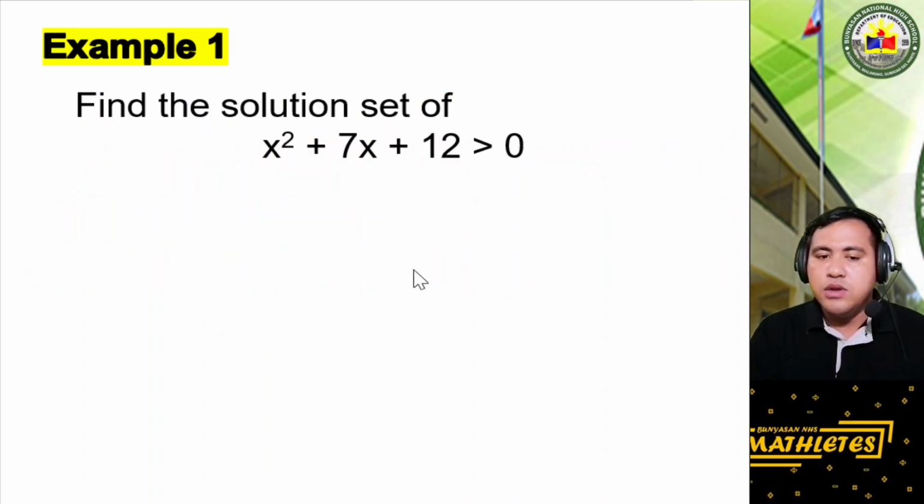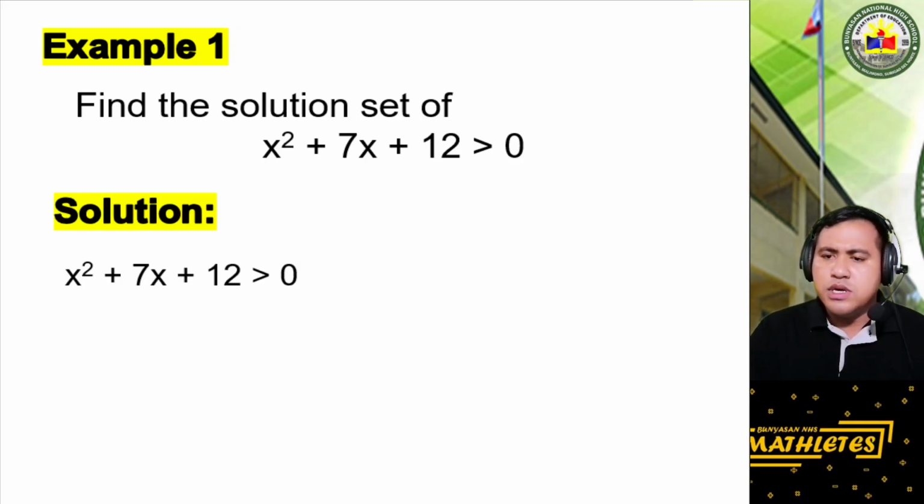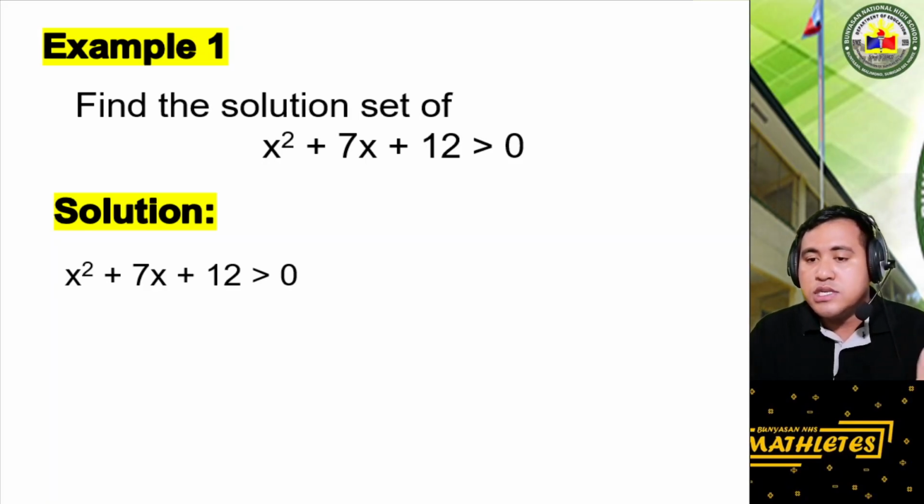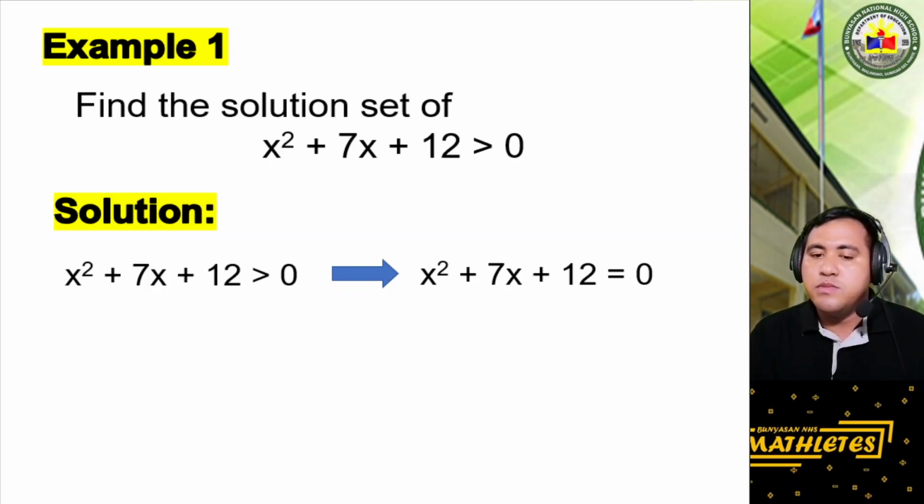Example number 1: find the solution set of the inequality x squared plus 7x plus 12 is greater than 0. The first thing to do is to rewrite our quadratic inequality to its corresponding equality, or equation. We have x squared plus 7x plus 12 equals 0. This quadratic equation is the corresponding equality of our quadratic inequality.